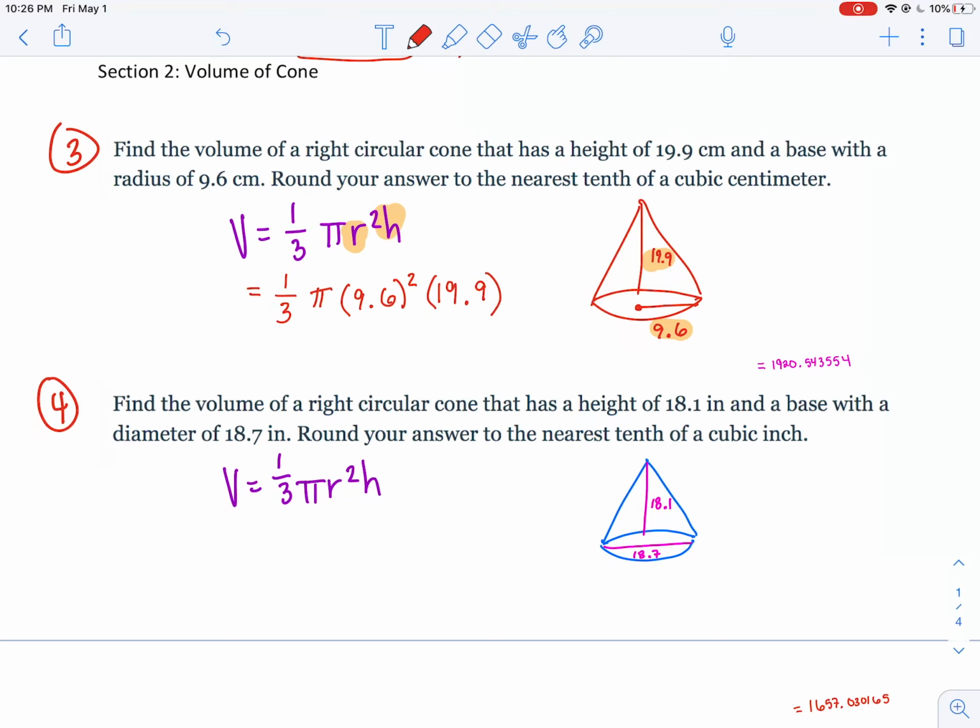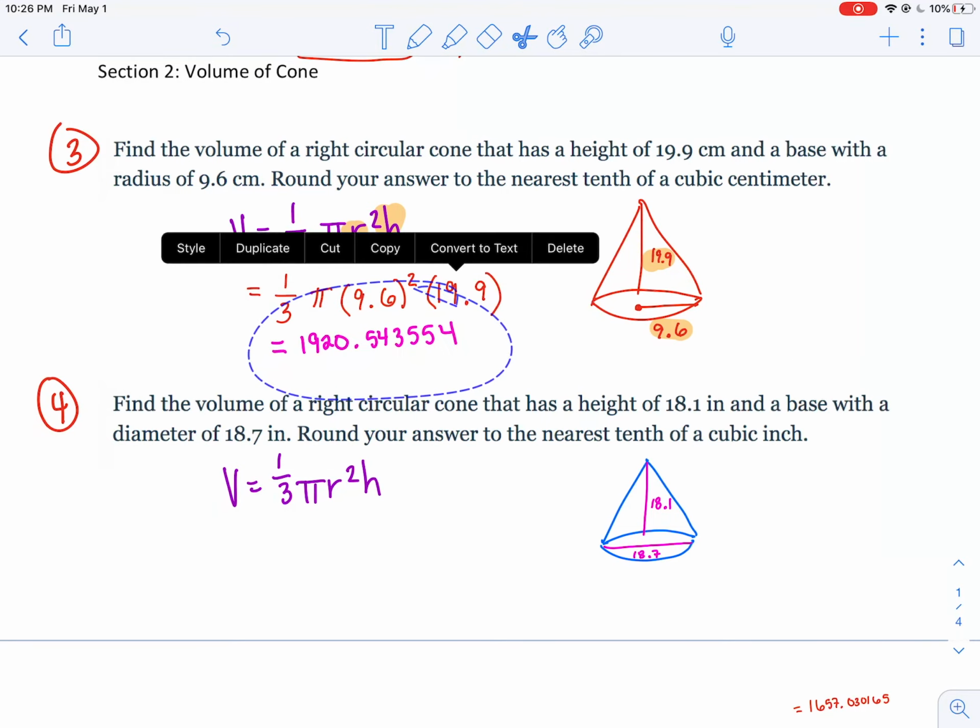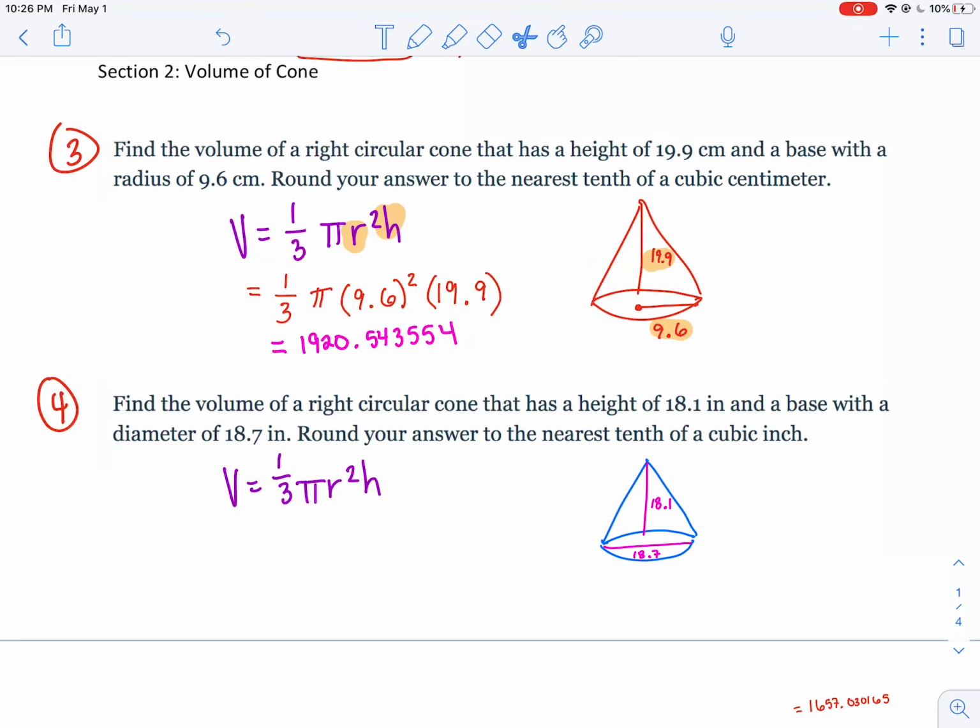Okay, if you plug that exactly into your calculator, you are going to get 1,920.543554. You want to check for rounding, so look at the second digit past the decimal. If it's 5 or bigger, it bumps the 1 in front of it up, but it is not 5 or bigger, so it keeps it the same. So it's going to be 1,920.5.